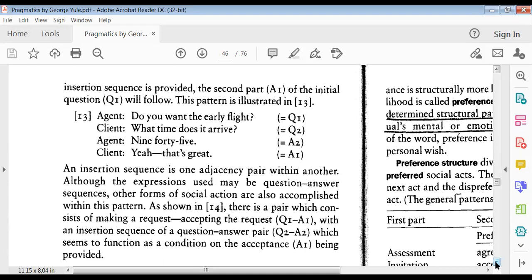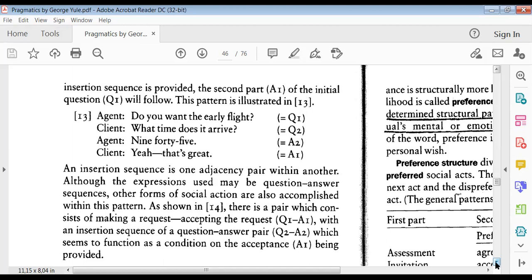So the client's question, what time does it arrive, is followed by the agent's response, 9:45. So this is called an insertion sequence, because this answer, 9:45, comes in response to the second question, not the first question. As for the answer to the first question, do you want the early flight? The answer for this question is yeah, that's great. So an insertion sequence is one adjacency pair within another.